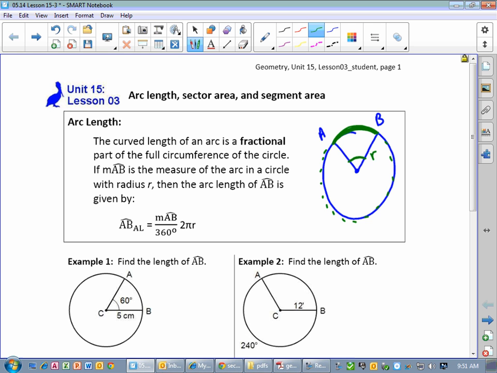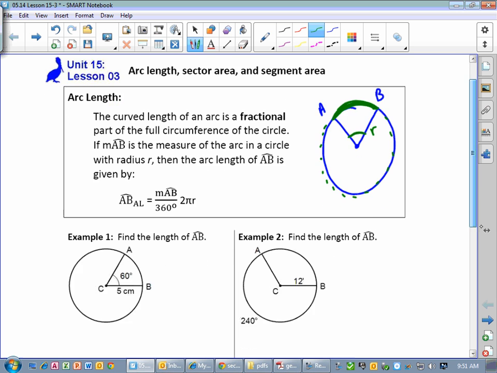And if we know the radius of the circle, then we can get the whole circumference. And so we end up with this kind of formula for the arc length of an arc. Okay? It's the measure of the arc in degrees divided by 360. So that gives us what portion of the whole circle this arc is. It's a ratio. Times the whole circumference, times 2 pi r.